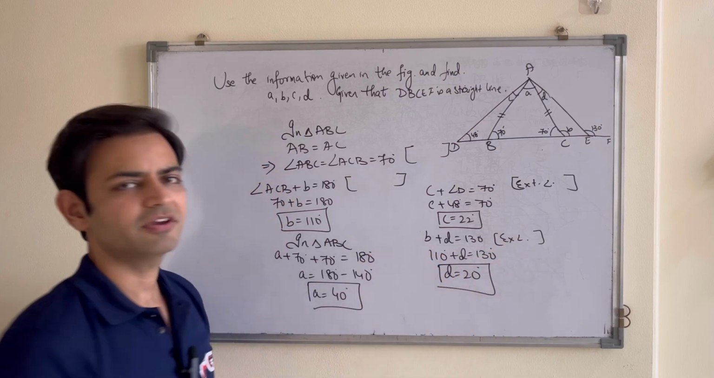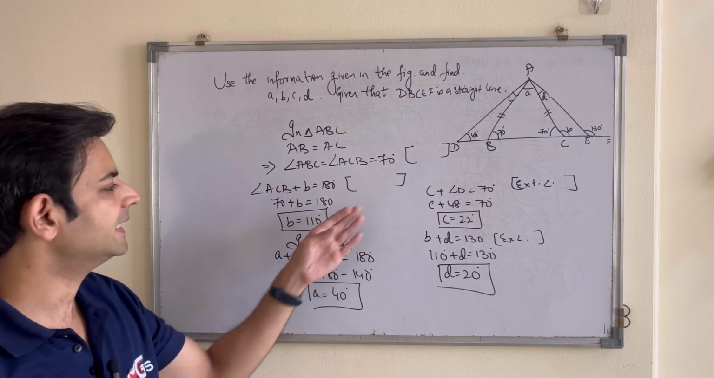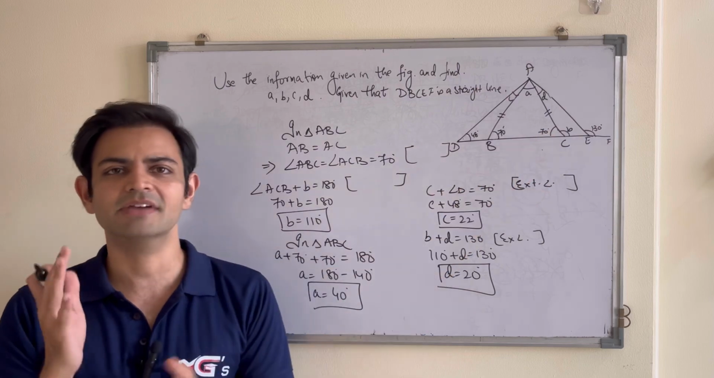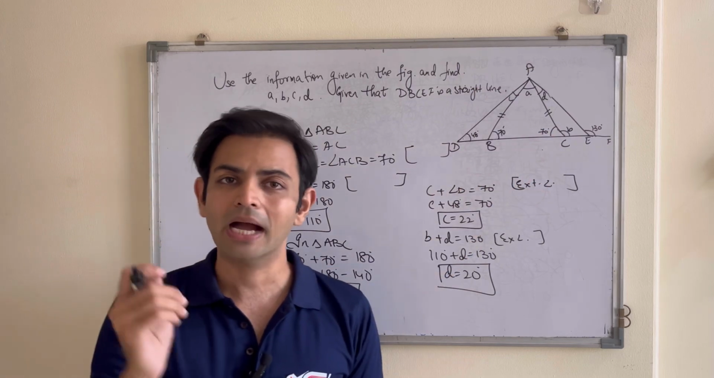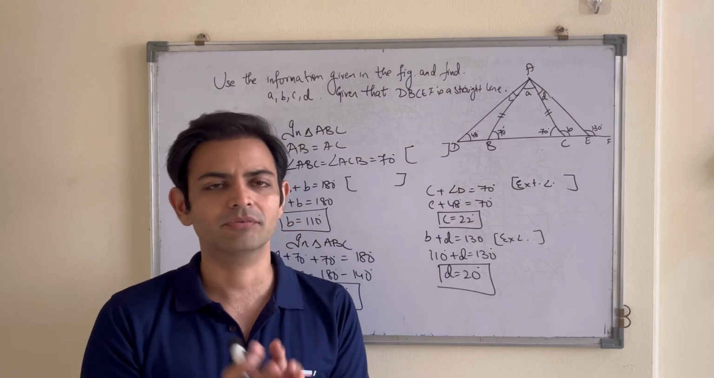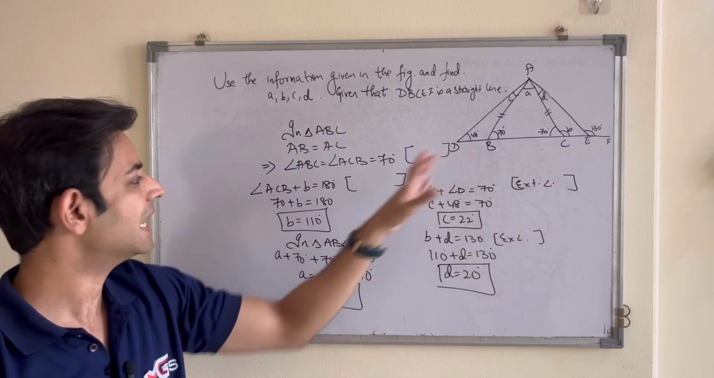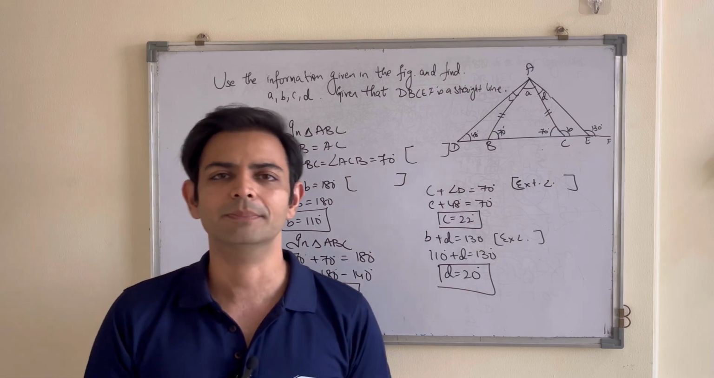So very quickly we found the value of angle A, angle B, angle C and angle D. So it's a very easy question. It looks complicated, but it is very easy when you start applying them. You have to remember some theorems, you have to remember some properties, like how we use the exterior angle theorem, how we use the angle sum property. Those you have to remember.